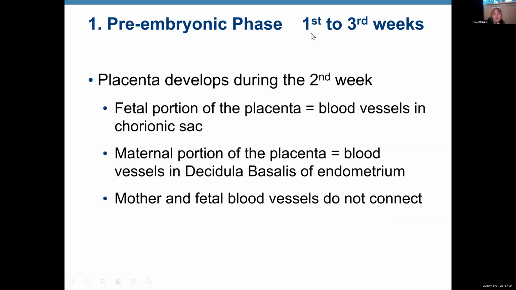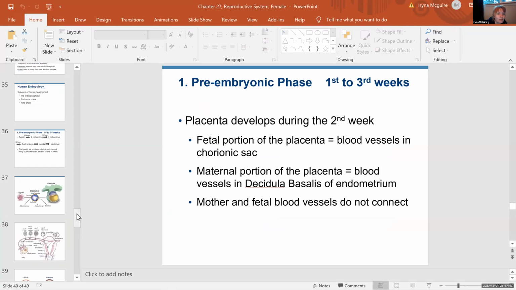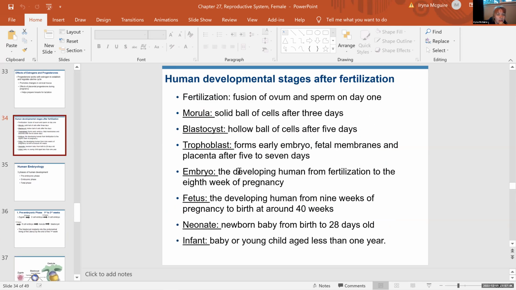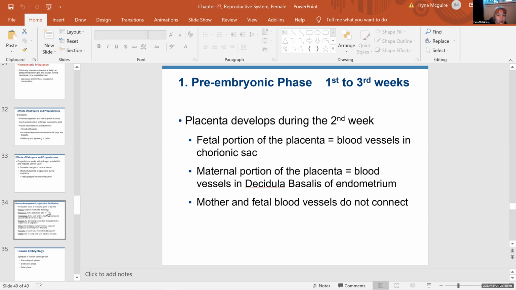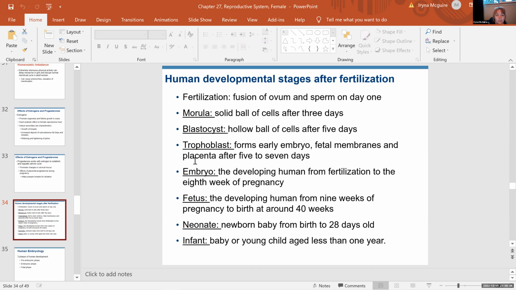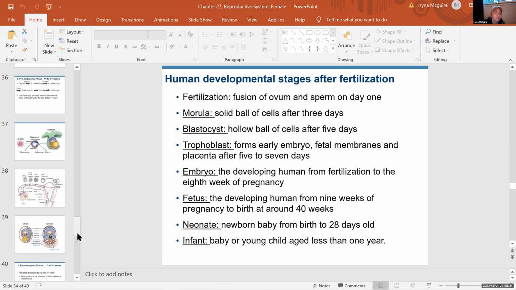So pre-embryonic phase, 1st to 3rd weeks, placenta develops. I told you embryo. Okay, so I was wrong. I'm sorry. It says embryo here 5 to 7 days, right? Then it's developed into embryo, but embryonic phase is actually after the 3rd week. So first 3 weeks is still pre-embryonic phase. So I apologize. So trophoblast forms embryo within 7 days, right? But it's still 2 more weeks, it's pre-embryonic stage. That doesn't make that much sense, but this is how it is.